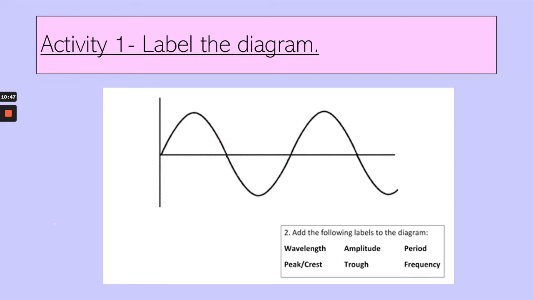Okay, so bearing in mind what we've just been through, I want you to pause the video and have a go at labelling the diagram. So you need to label the wavelength, the amplitude, peak or crest, trough and frequency. Don't worry about the period.